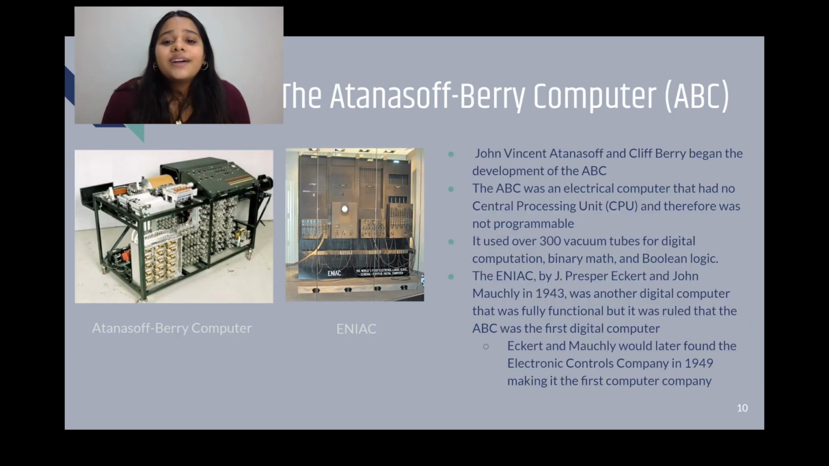A year later, we have the Atanasoff-Berry Computer, or the ABC. This was an electrical computer, and as you can see to the left, it had no central processing unit at all. It was unable to be programmed, and it ended up using 300 vacuum tubes for computation, math, and logic in general. There was also the ENIAC, which was another digital computer during this time. It was also fully functional, but it was ruled that the ABC was the first digital computer.